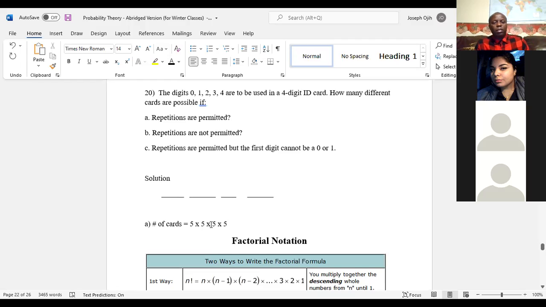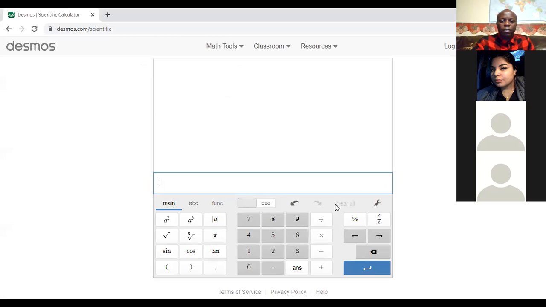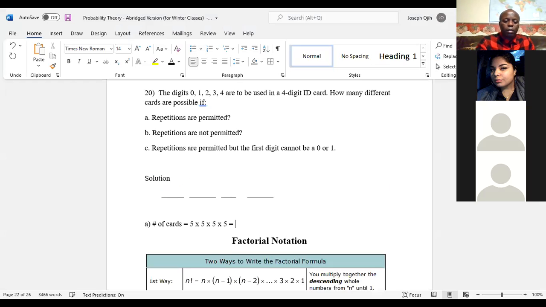I'll give you 625. Okay, that's 620, sorry, my mistake. If you multiply this, 5 times 5 times 5, so you get 5 times 5 times 5 times 5. 625 cards, correct? Okay. 625 cards.